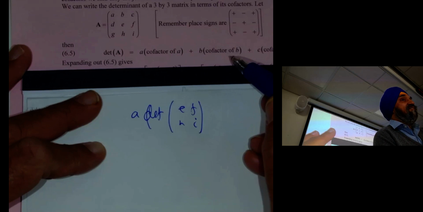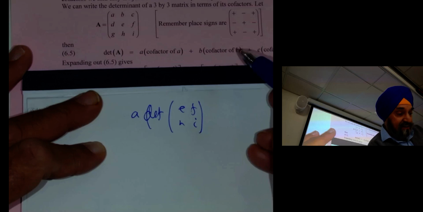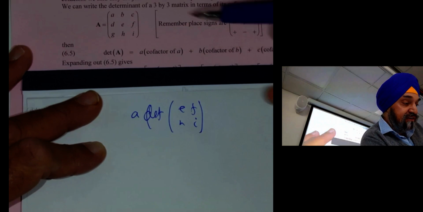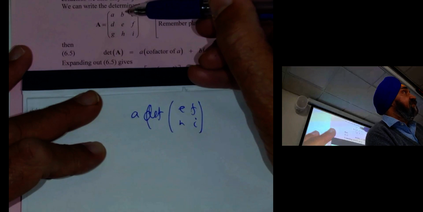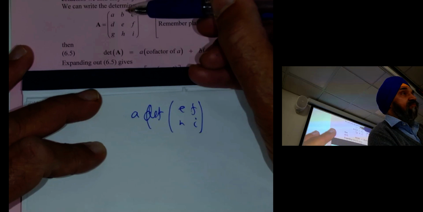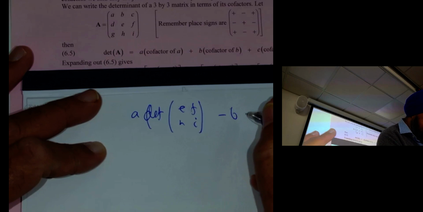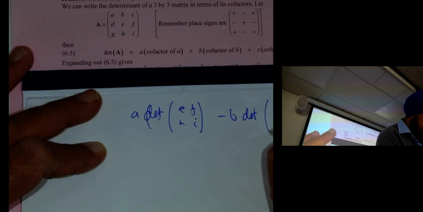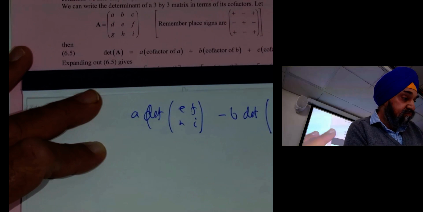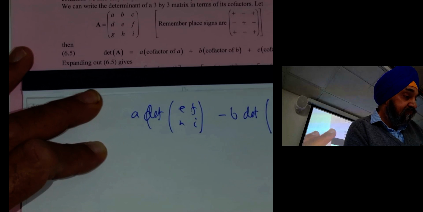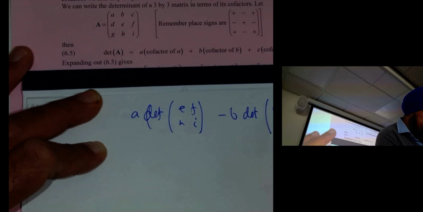Why is it minus? Because of where the B is in the sign pattern. Of course, minus sign, or you can do it as 1 plus 2: minus 1 to the power 1 plus 2, which is minus 1 cubed. So this is going to be minus B times the determinant of what? DF, yep.